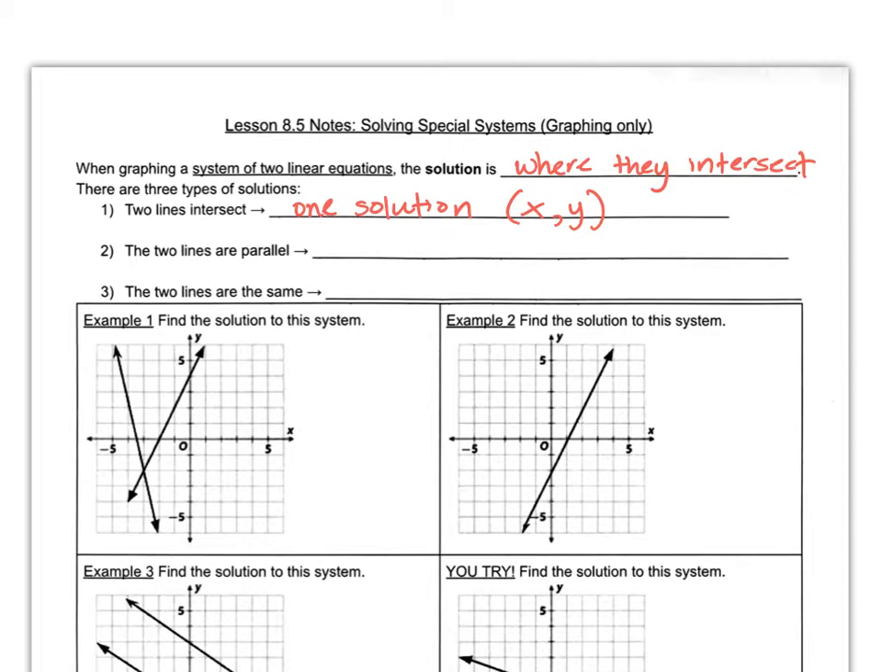Our second scenario is if we have two lines that are parallel. If they're parallel, you want to always ask yourself, where do they intersect? And because parallel lines don't intersect, we have no answer or no solution, right? Because there's nowhere where they touch.